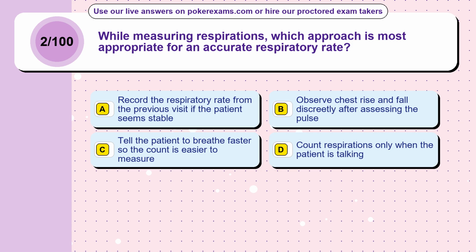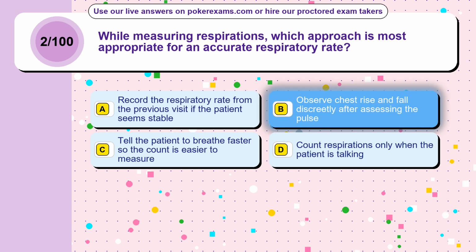Question 2. While measuring respirations, which approach is most appropriate for an accurate respiratory rate? Option A. Record the respiratory rate from the previous visit if the patient seems stable. Option B. Observe chest rise and fall discreetly after assessing the pulse. Option C. Tell the patient to breathe faster so the count is easier to measure. Option D. Count respirations only when the patient is talking.